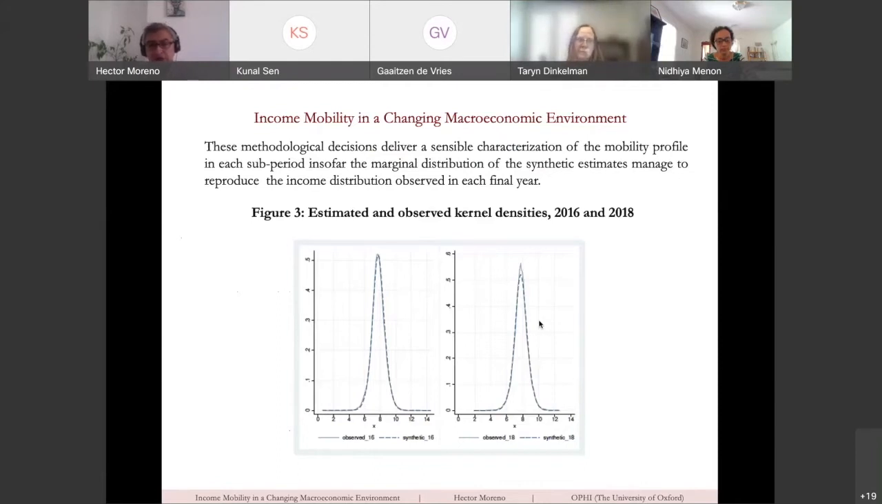Applying this methodology allows us to reproduce the income distribution in the final year. For instance, in this graph to the right, you see the observed income distribution for 2018 and our estimation for the same year based on the cross-sectional household survey of 2016. So as you can see, the approximation is close to perfect.